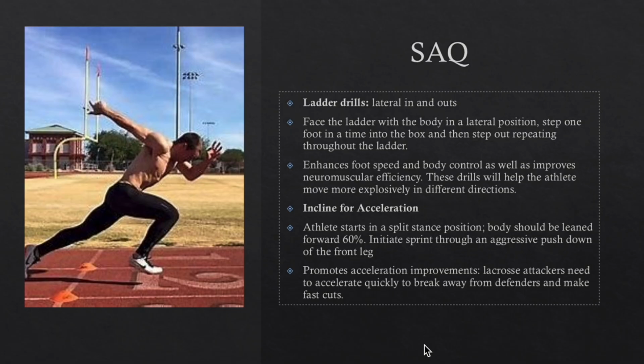The next SAQ drill that can be used would be an incline for acceleration. The athlete would start in a split stance position with their body leaned forward at 60% of their body weight on the front foot. Initiate the sprint through an aggressive push down of the front leg. This exercise promotes acceleration improvements. Lacrosse attackers need to accelerate quickly to break away from defenders and make fast cuts.